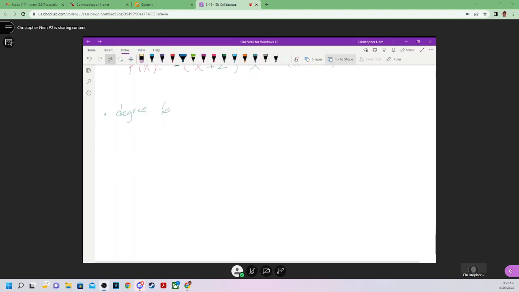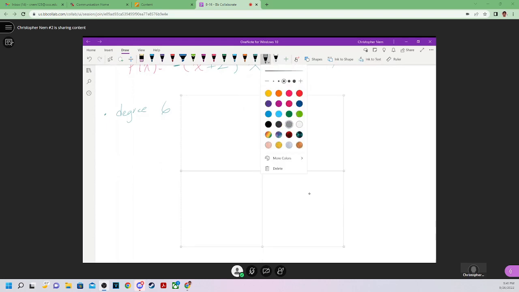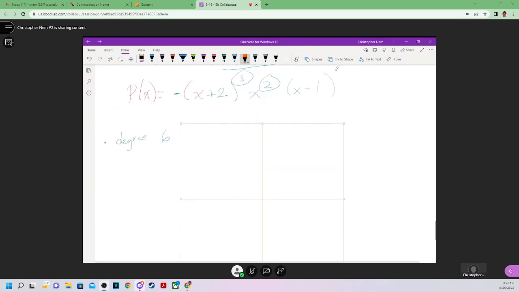So if I draw my x and y axis, if I draw my x-axis, I have an even degree. Now I have a reflection. Reflect across x. I don't know the shifts. I'm not going to deal with the shifts. I just know it reflects across the x-axis.